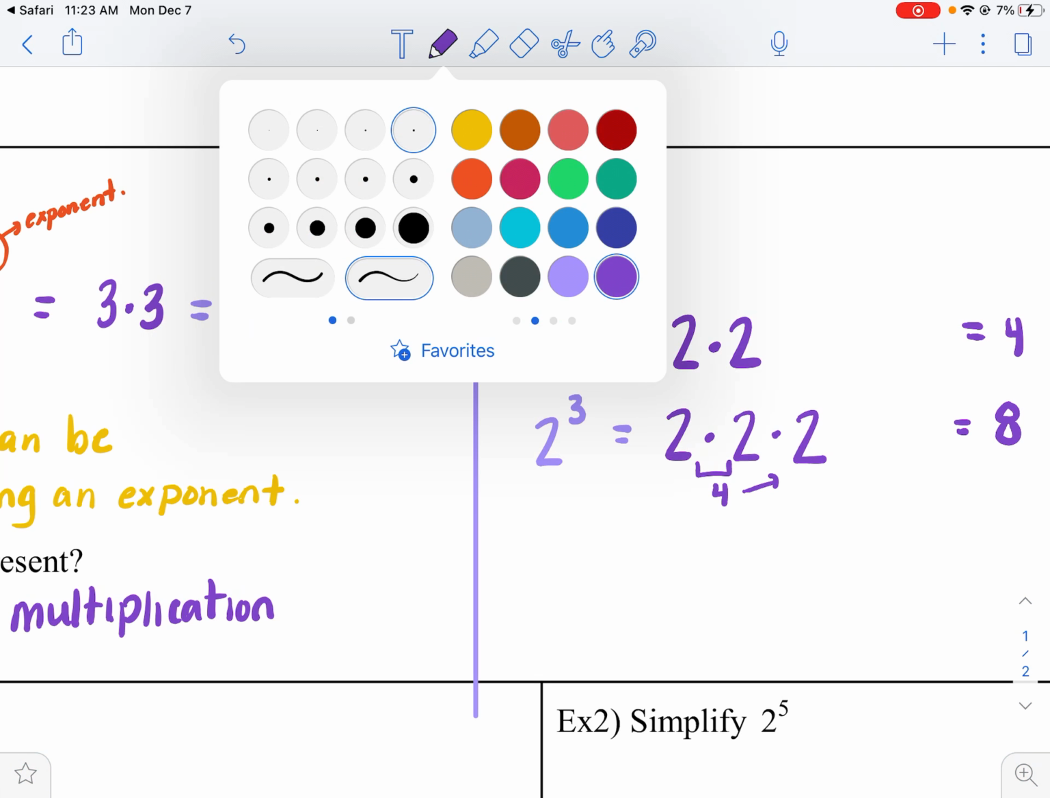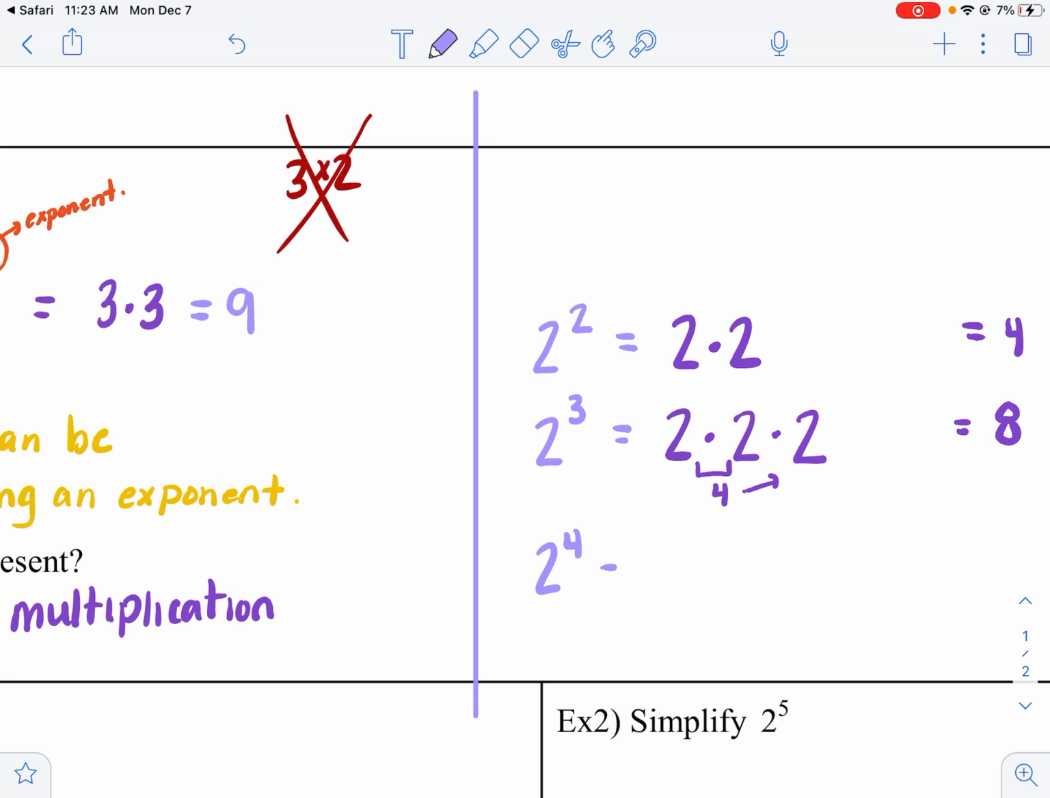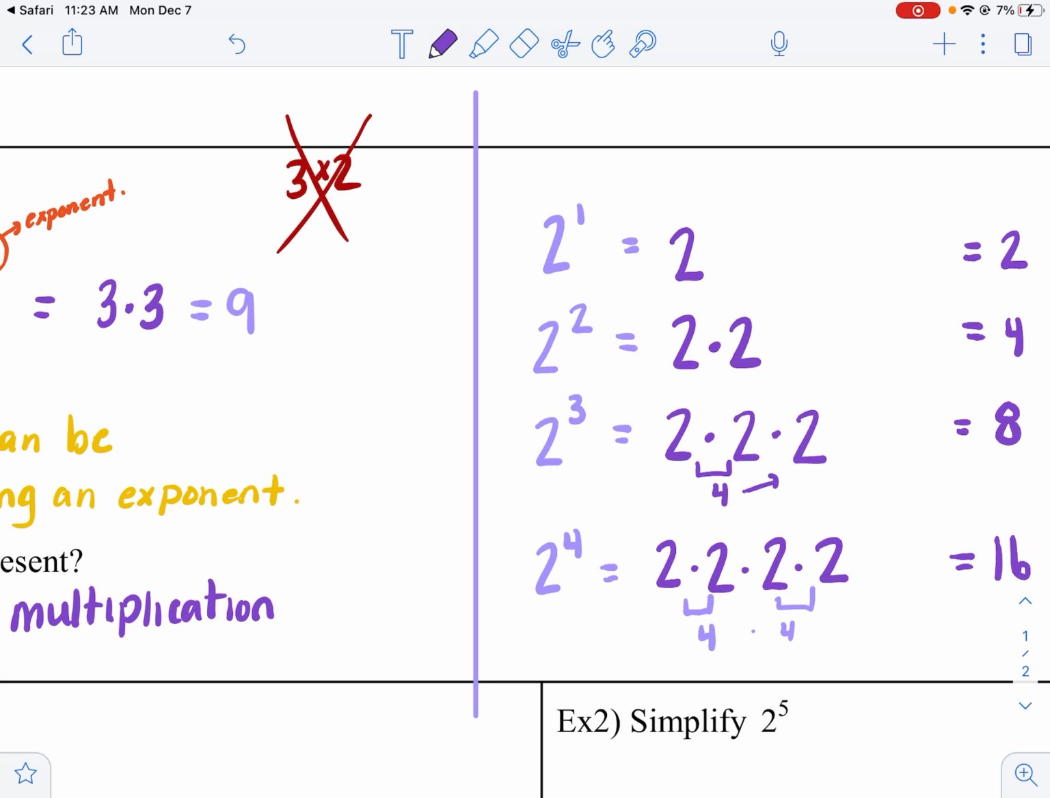And we'll do one more. We have 2 to the fourth power, which is 2 times 2 times 2 times 2, four of them, because our exponent is 4. 2 times 2 is 4, and these two together is 4, and 4 times 4 is 16. Now let's talk about these other two. We have 2 to the first power, which is telling us there is only one 2, which means our answer is 2.